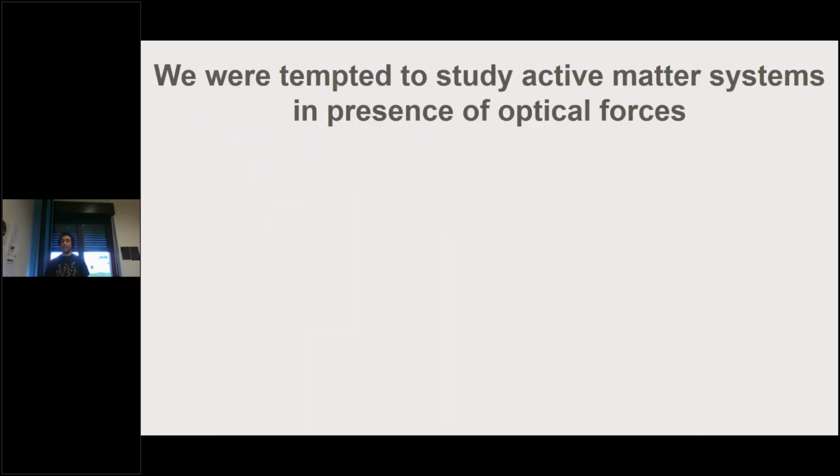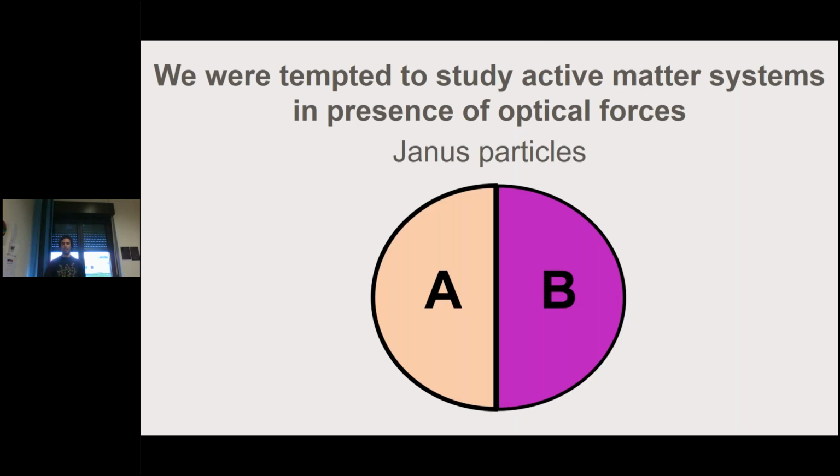So we wanted to study active matter systems in presence of optical forces. We wanted to put together this active matter field that was new to us with these optical forces that we are more experienced with. And for that, we wanted to use Janus particles, which is a very common system to study artificial microswimmers. We have not necessarily a sphere, but a shape which is made of two different materials. So the properties of B are different to the properties of A.